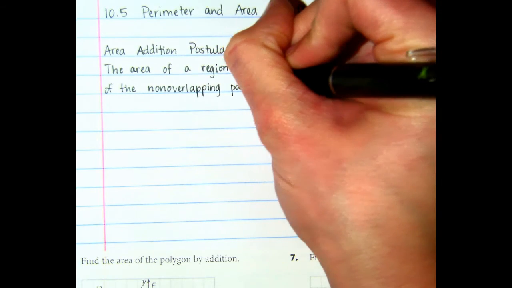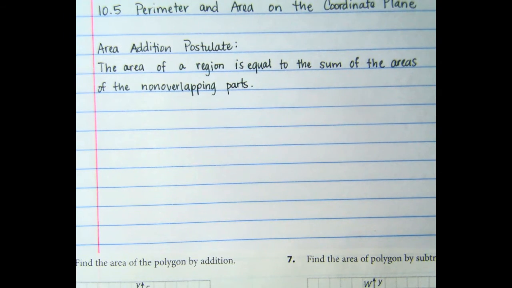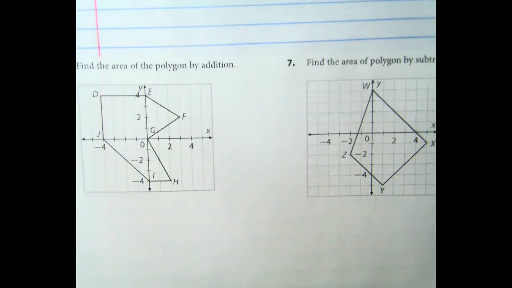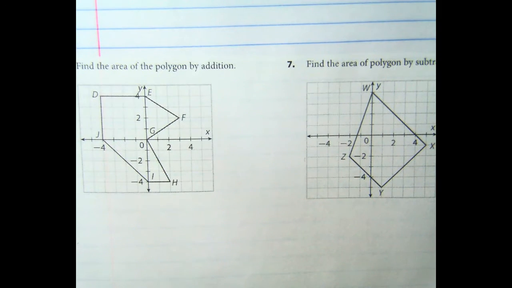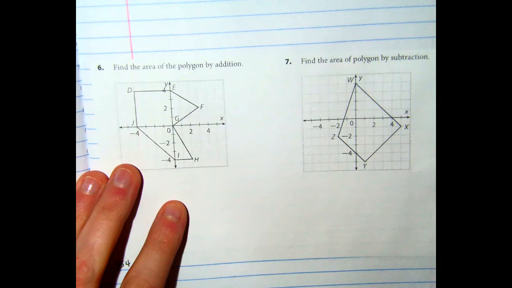The area addition postulate. It's very similar to the segment addition postulate, where the pieces of the segments are equal to the whole thing. It's the same idea: you can take the smaller pieces and add them together to get the entire area. Alright, so we're going to do some examples with that. Now these do specify whether you're supposed to use the addition postulate or whether you're supposed to subtract. I'm going to explain that a little better in just a second.